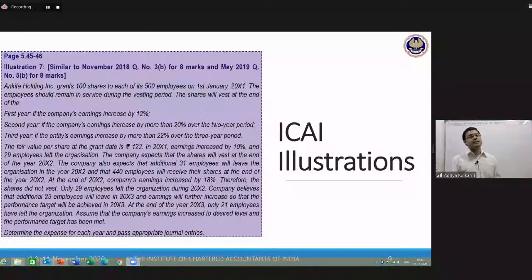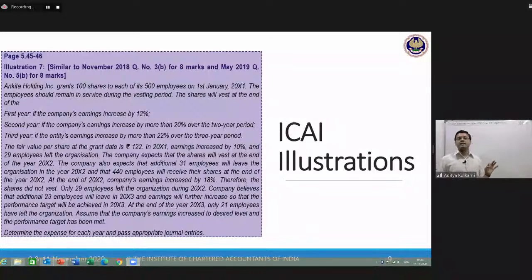Has it happened? It has not happened. So have the options vested? No, they have not. So the estimate further needs to be revised. So therefore the shares did not vest. Only 29 employees left the organization during X2. You thought that 31 will leave. As against that, only 29 have left.